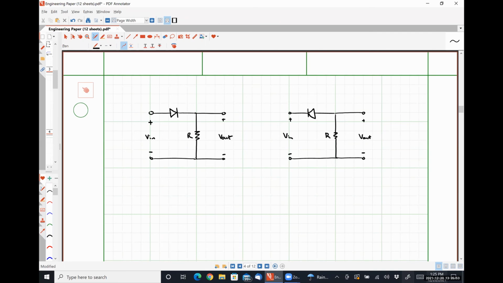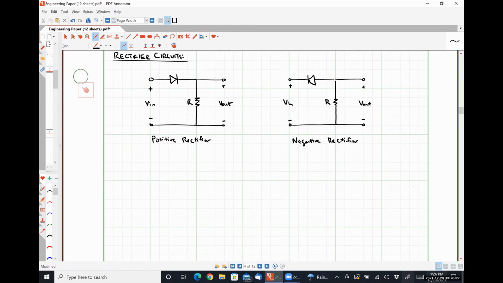Exactly right. So these are what are called rectifier circuits. Okay. This is a positive rectifier. This is a negative rectifier. So we analyze the positive rectifier circuit.